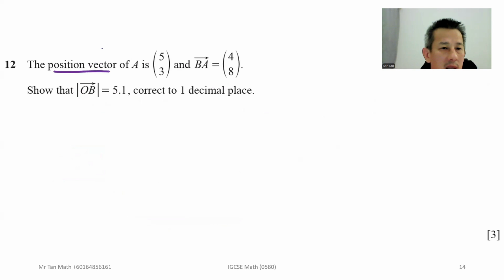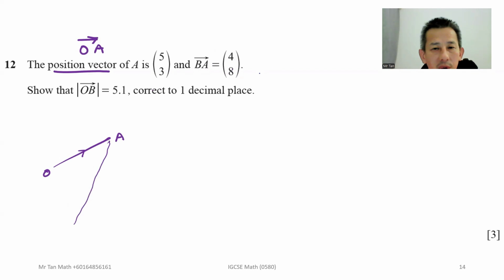So the position vector is OA, which is (5, 3). So you put here O to A is (5, 3). And then BA is (4, 8). B to A is (4, 8). So B should be somewhere here. So it's 4 and 8. So B will be here.